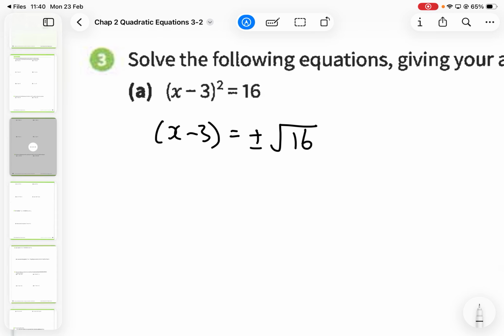Okay, so my two answers are 8.4641 or 1.5359. Then the question says give to 3SF when it's not exact. So x is 8.46 to 3SF, or x is 1.54 to 3SF.